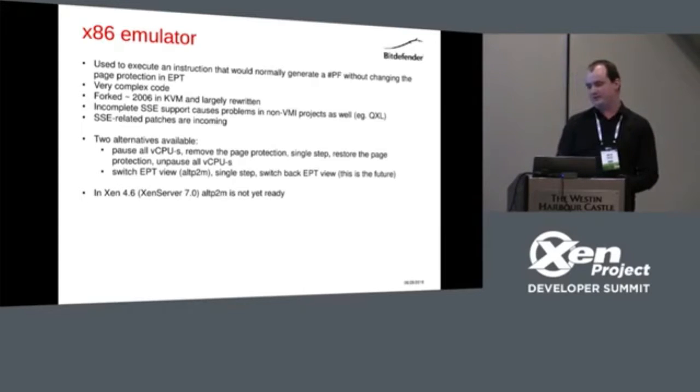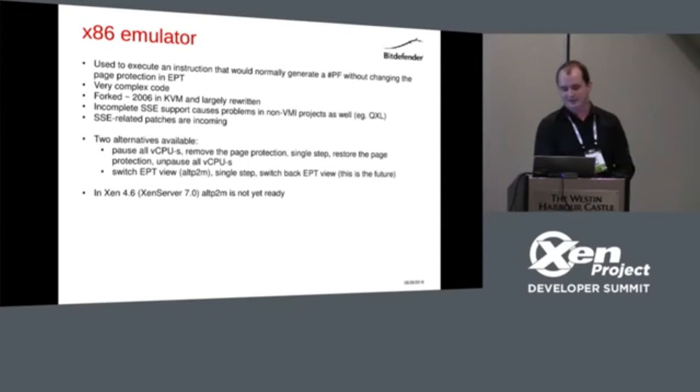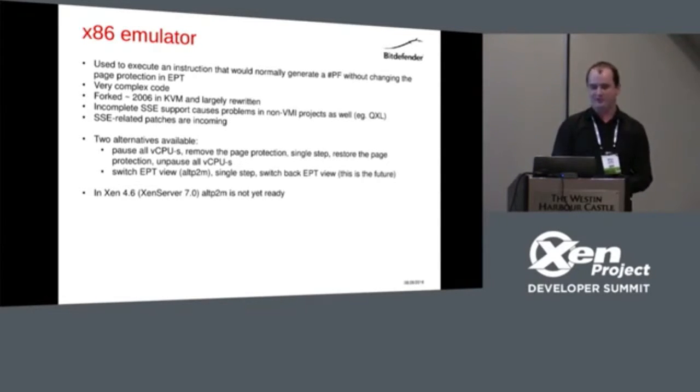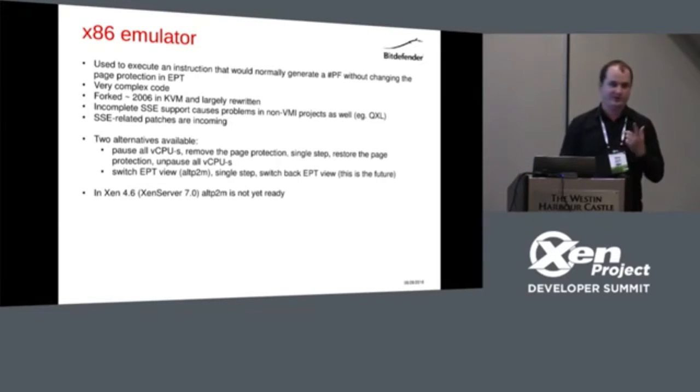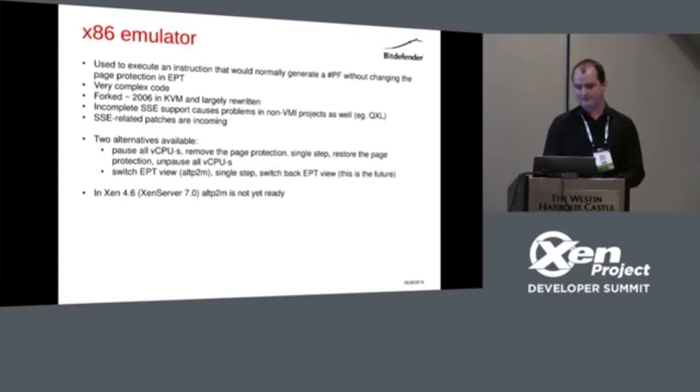All right. But as I said, we are using Xen 4.6, so we're looking at a number of alternatives. The first one is a complete hack. You know, pause all vCPUs, remove the page protection, single step, put the protection back, unpause and resume. The second one is the one we hope to be using in the future. It's alternate EPT views. You're allowed to change the permissions for the EPT for a single vCPU. So you can do a switch, single step, switch back, and resume. And it affects only one execution thread.